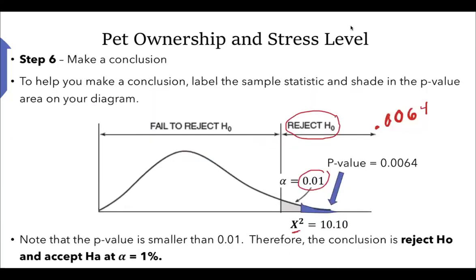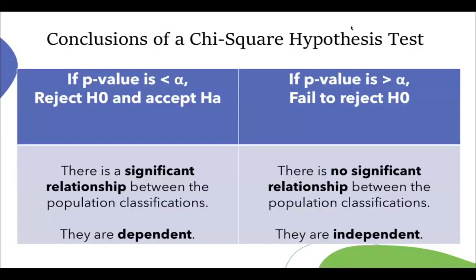Okay, so next, in general, this is what it means when you reject the null hypothesis. Your p-value is smaller than alpha. You reject the null and accept the alternative. And what it means in terms of classifications is that you do have a significant relationship between your classifications. Significant relationship means they are dependent.